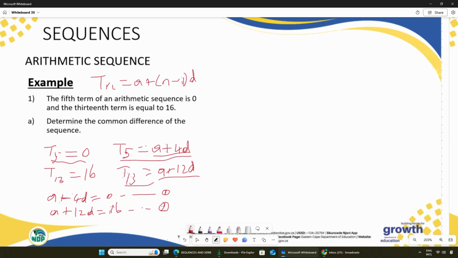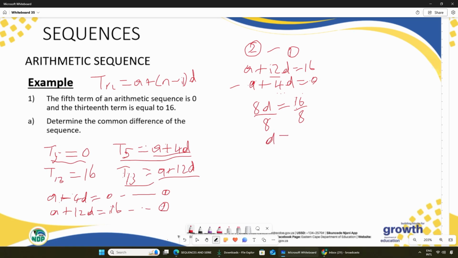Let's go back and read the question. Determine the common difference of the sequence. Now, this is an arithmetic sequence. When you are looking for the constant difference, you subtract. That simply means we can say equation 2 minus equation 1. So A plus 12D equals 16, minus A plus 4D equals 0. A minus A gives you 0, 12 minus 4 gives you 8D. So you have 8D equals 16 minus 0, that gives you 16 divided by 8, and therefore D is equal to 2.